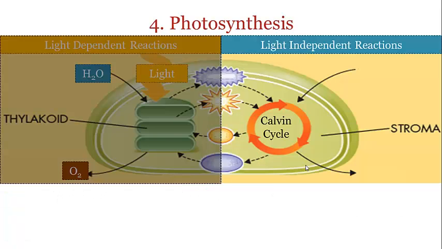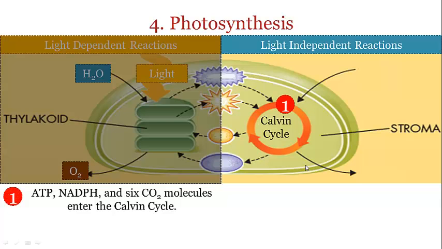So the next phase, light-independent reactions. First, we're going to have ATP, NADPH, and 6 carbon dioxide molecules enter into what's called the Calvin cycle. And again, all of this is happening inside of a chloroplast of a plant cell. So there are many, many chloroplasts inside a single plant cell that are all doing this at the same time.